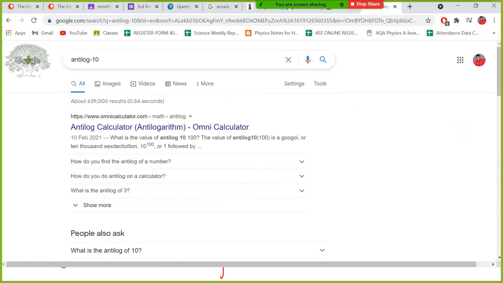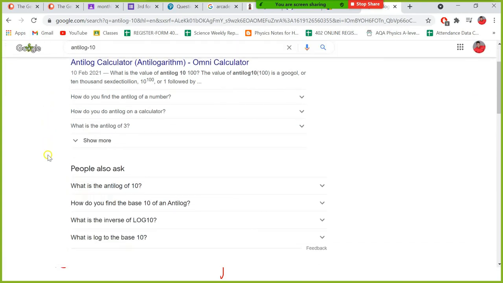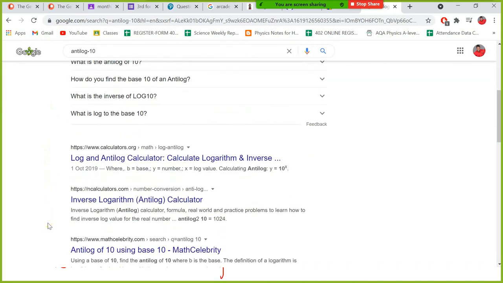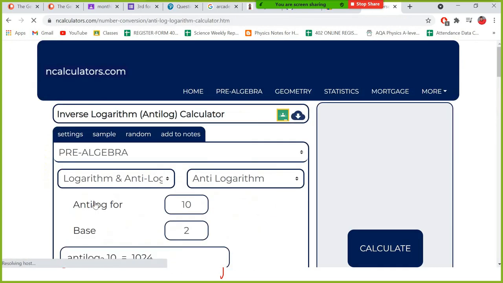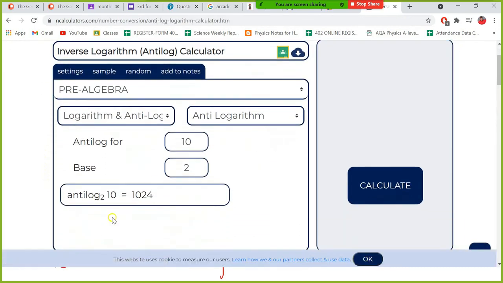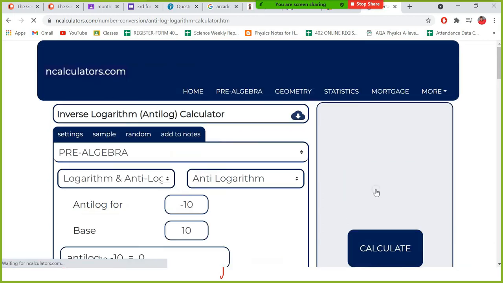Wait, sir, are you trying to find the anti-log of negative 10? Is that what you're saying? Because I wasn't listening. Yeah, so you are supposedly finding the anti-log of minus 10, right? I don't know if you got the value, but let me know. So I'm going to just use this online calculator. Hopefully it works. I don't know.